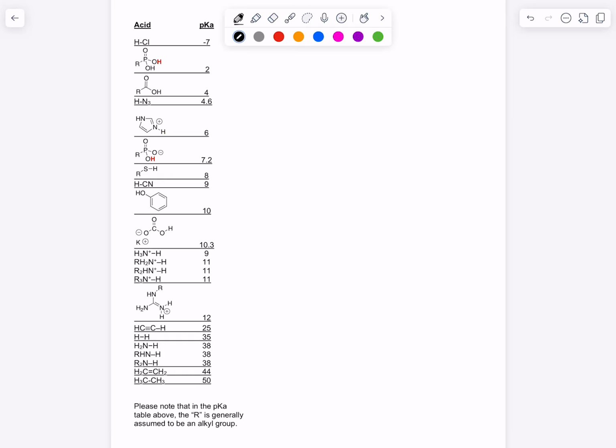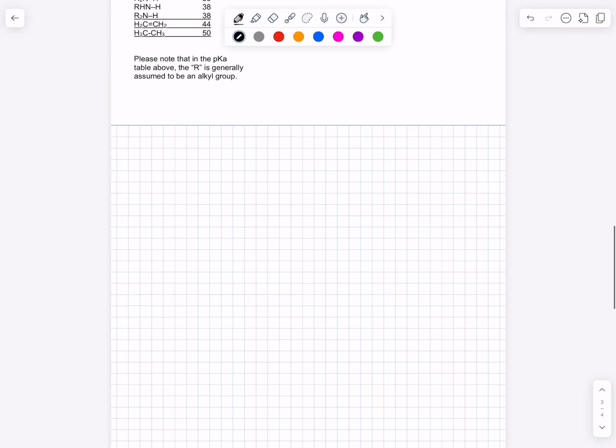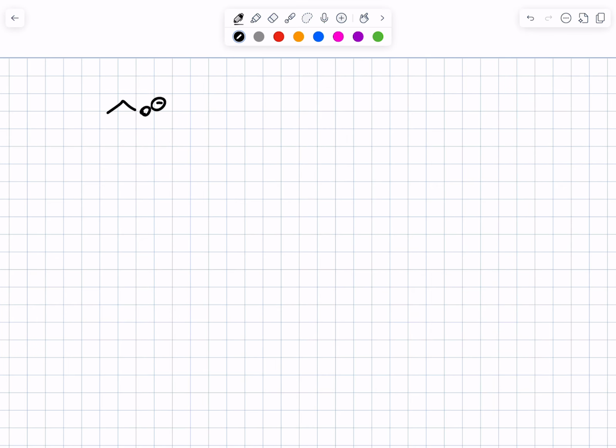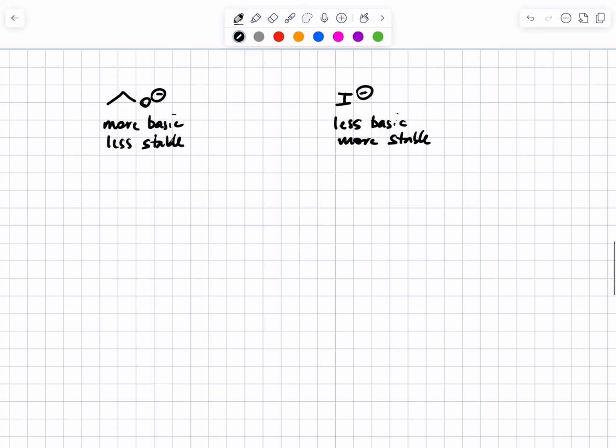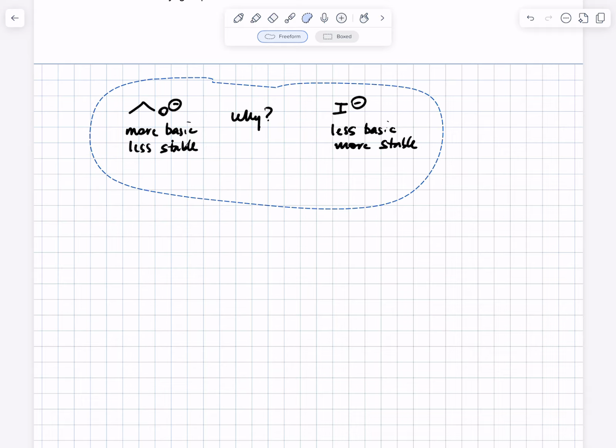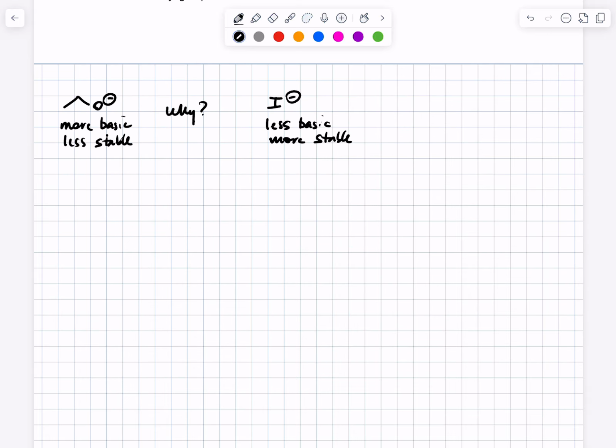But in addition to the data there, it's useful to know some of the reasons behind some of those trends. So let's just look briefly at the difference between O minus and I minus. We're going to see, as I said, this is less basic, more stable. And O minus, the alkoxide, is more basic or less stable. And we're going to talk about why. And the reasons why are basically always going to be related to two main concepts. The first is electron delocalization.